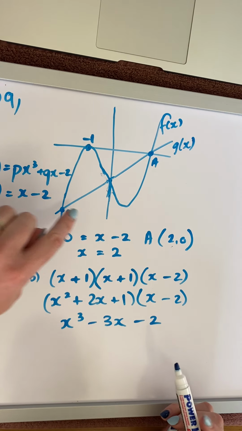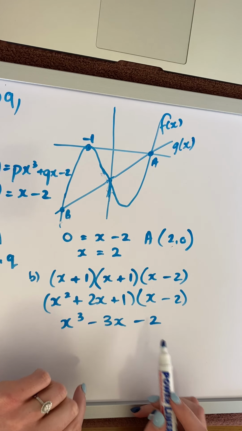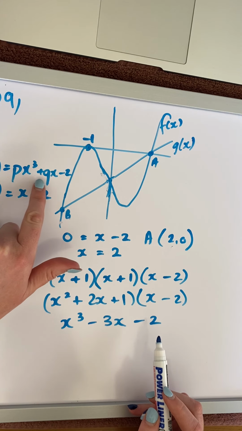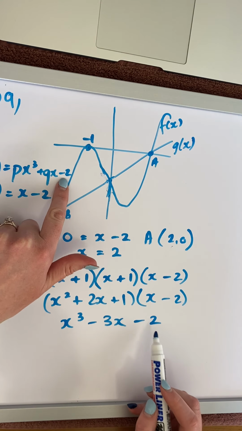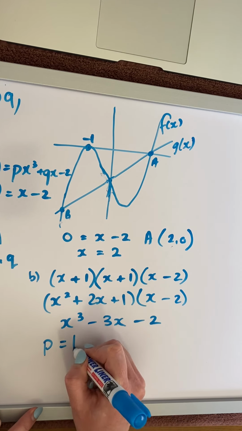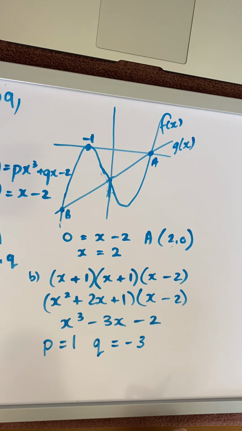Now, checking that it does in fact cross the y-axis at the correct point. We look at here, our function f of x is px cubed plus qx minus 2. The minus 2 is matching, so therefore we know that p is equal to 1 and q is equal to minus 3. So we've solved that. The last thing we need to do is find the coordinates of b.